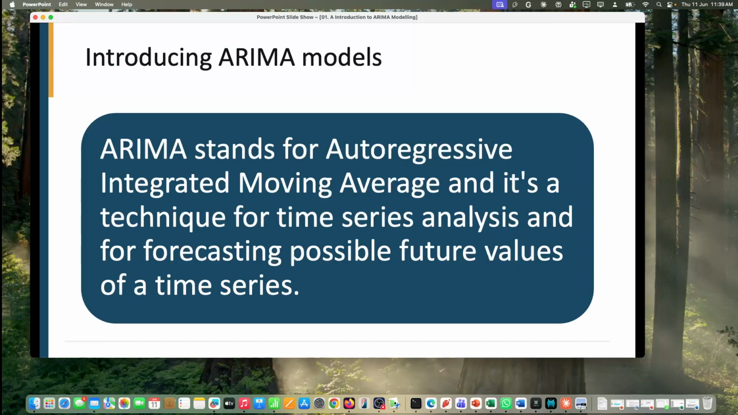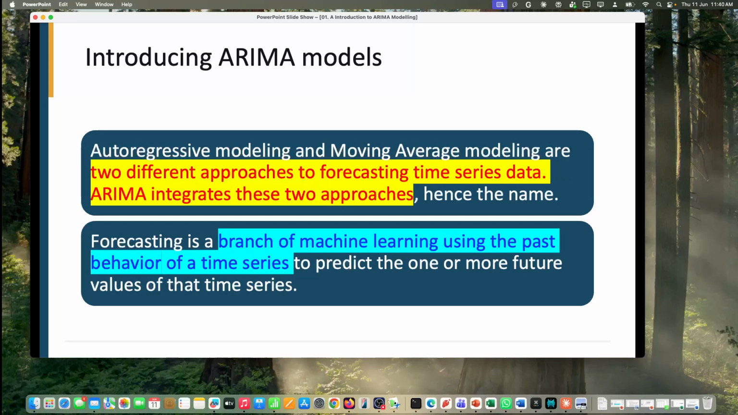So ARIMA stands for Autoregressive Integrated Moving Average. It is a technique for time series analysis and forecasting possible future values of a time series. Autoregressive modeling and moving average are two different approaches to forecasting time series data. So ARIMA integrates these two approaches, hence the name ARIMA. Forecasting is a branch of machine learning using the past behavior of a time series to predict one or more future values of the time series.